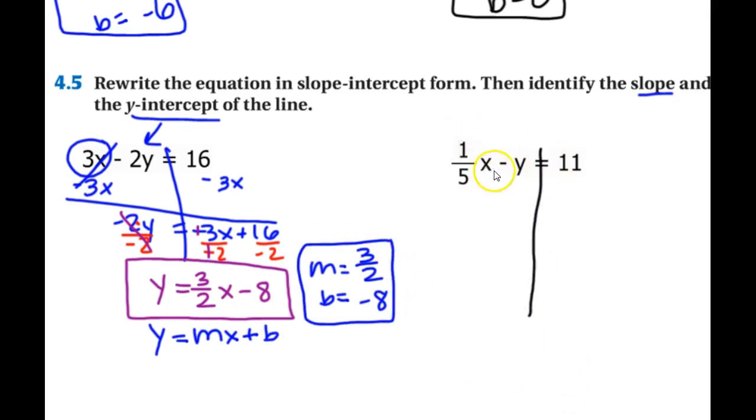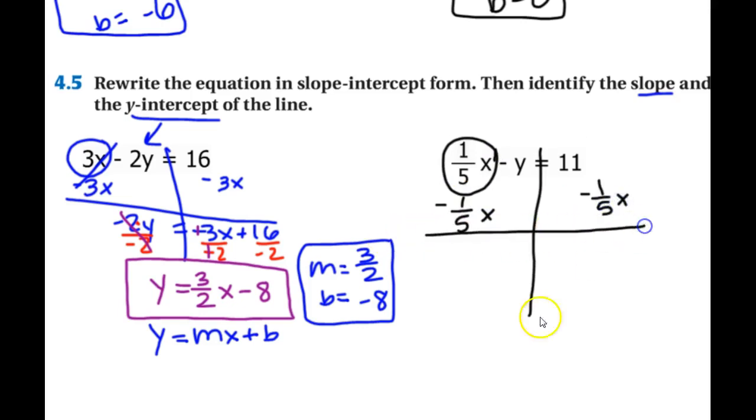Last one like this. We need to move this x portion over to the other side. It's a positive, so I'm going to subtract 1/5 x. So I have a negative y, don't forget the negative there, a negative 1/5 x, and a positive 11. And then this is really a negative 1, so the opposite of multiplying by negative 1 would be to divide by -1.